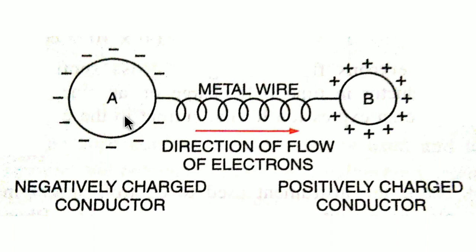And suppose if both the conductors are charged, one is negatively charged and the other one is positively charged, that means here higher concentration of electrons will be there, and here the electrons concentration will be less. So in order to maintain the balance, the electrons from conductor A will pass through the metal wire to conductor B, and this flow of electrons continues till there is equal concentration of electrons in both the conductors A and B. So here the direction of flow of electrons will be from A to B.